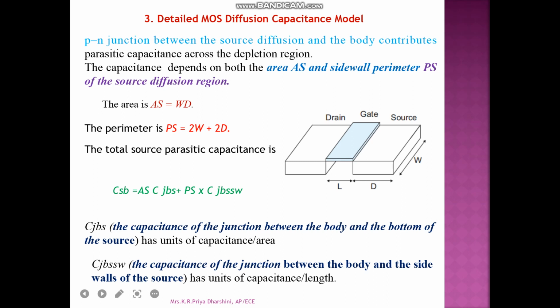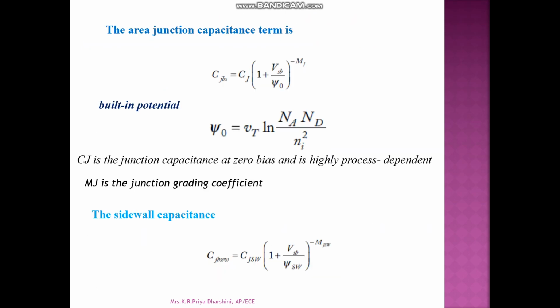The total source parasitic capacitance is CSB, equal to AS into CJBS plus PS into CJBSSW. So we have to pictorially mention what CJBS and CJBSSW are. CJBS is the capacitance of the junction between the body and the bottom of the source. It has units of capacitance per area. CJBSSW is the capacitance of the junction between the body and the sidewalls of the source. It has units of capacitance per length.